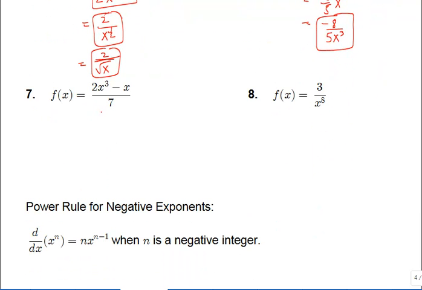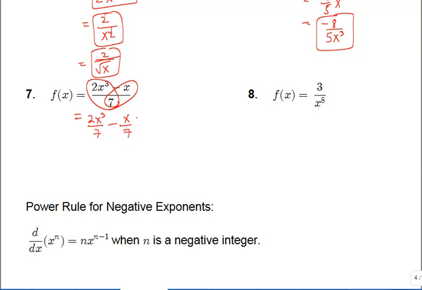So if we look at this next example, again, it looks like a great big quotient, but we get a little bit lucky here because that denominator is a single term, or what's called a monomial. So what we can do is we can break up this big fraction by dividing that monomial into each of the two terms in the numerator. So this becomes 2x cubed over 7 minus x over 7. We're just splitting up this single fraction into two individual fractions that share the same denominator.